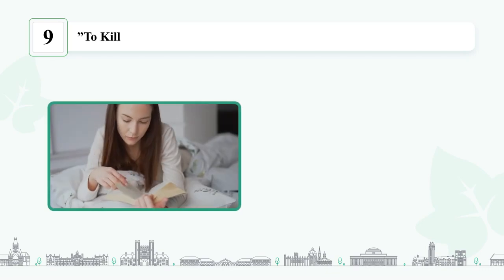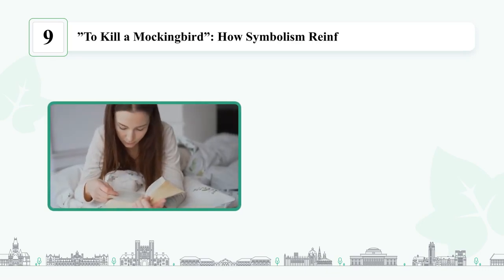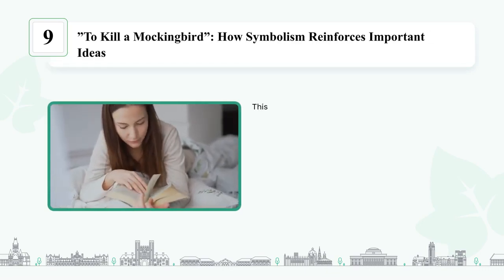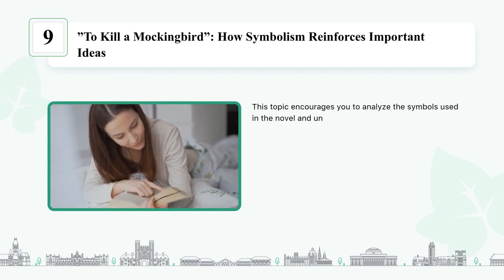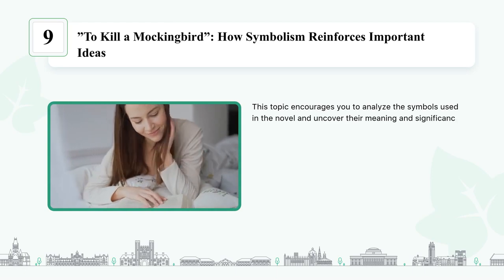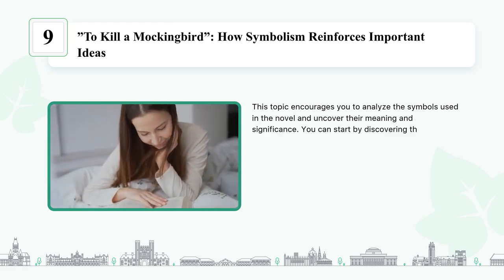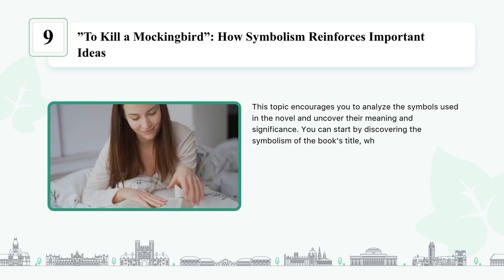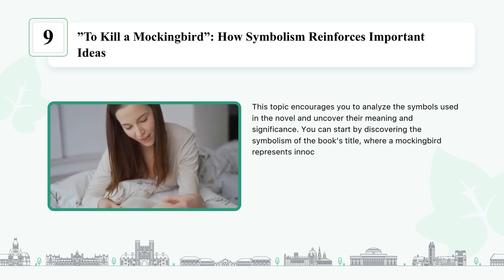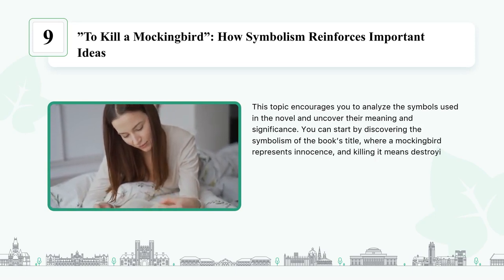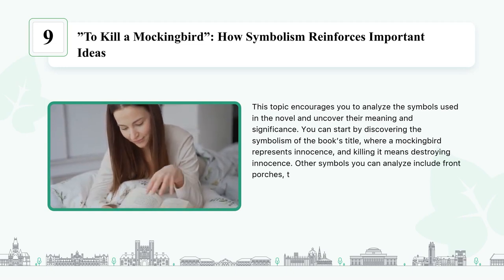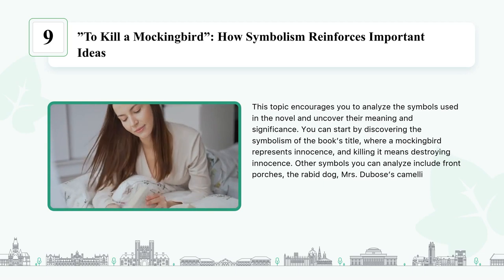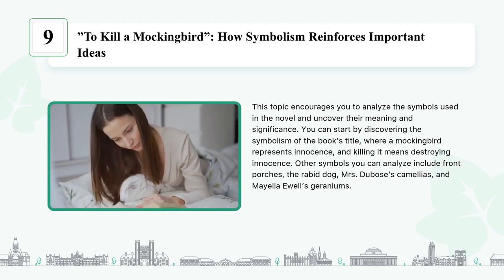To Kill a Mockingbird, How Symbolism Reinforces Important Ideas. This topic encourages you to analyze the symbols used in the novel and uncover their meaning and significance. You can start by discovering the symbolism of the book's title, where a mockingbird represents innocence, and killing it means destroying innocence. Other symbols you can analyze include front porches, the rabid dog, Mrs. Dubose's camellias, and Mayella Ewell's geraniums.